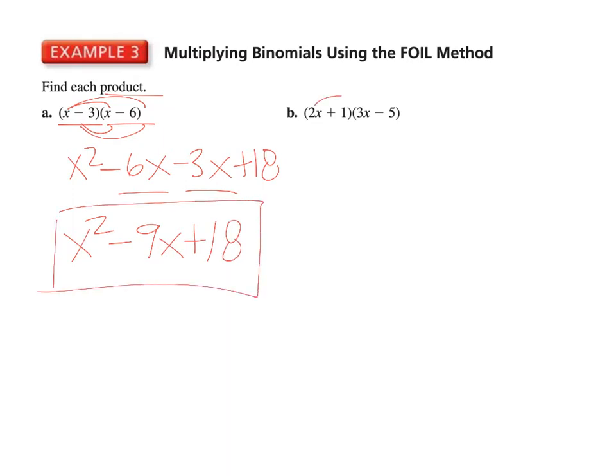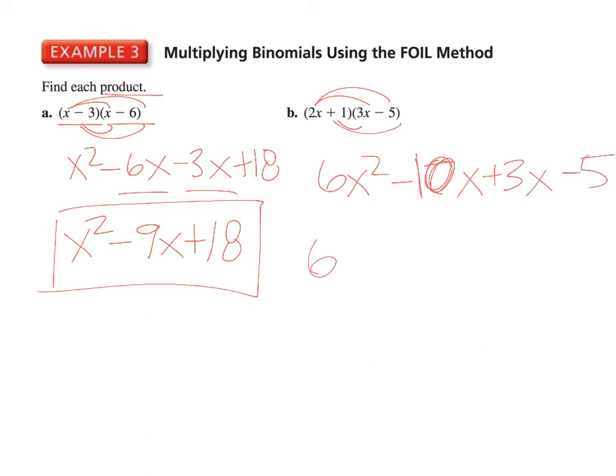All right, for the next one, I have 2x times 3x, which is 6x squared, minus 10x plus 3x minus 5. All right, so we have 6x squared. Combine like terms, we have minus 7x minus 5. Done.